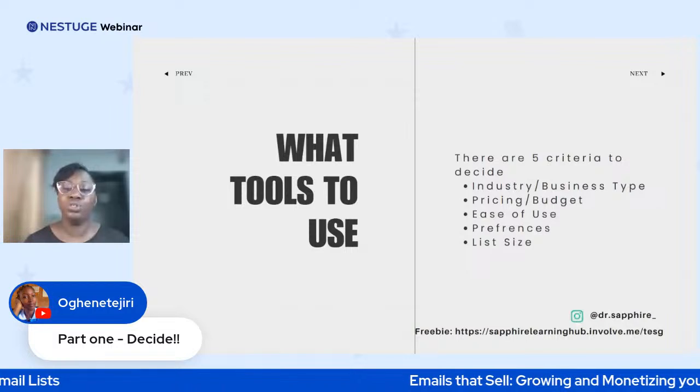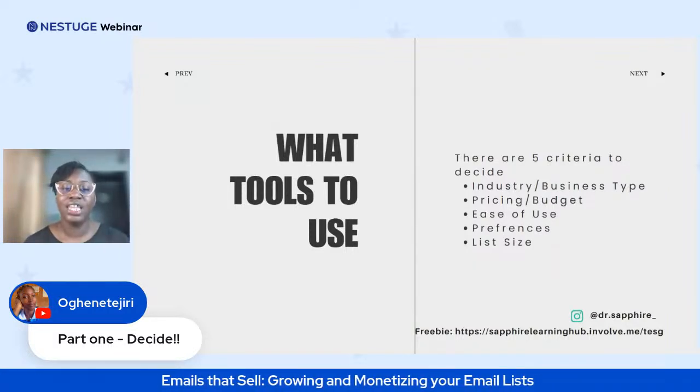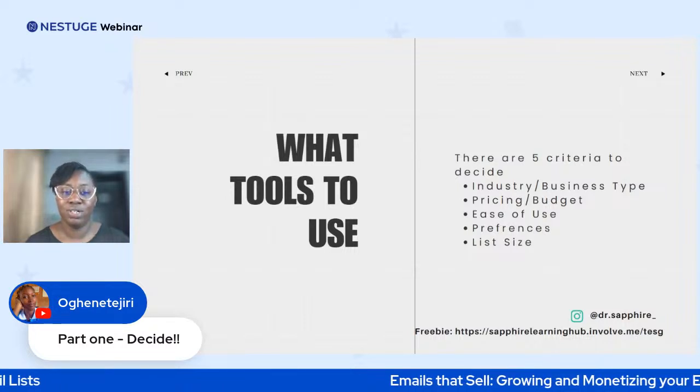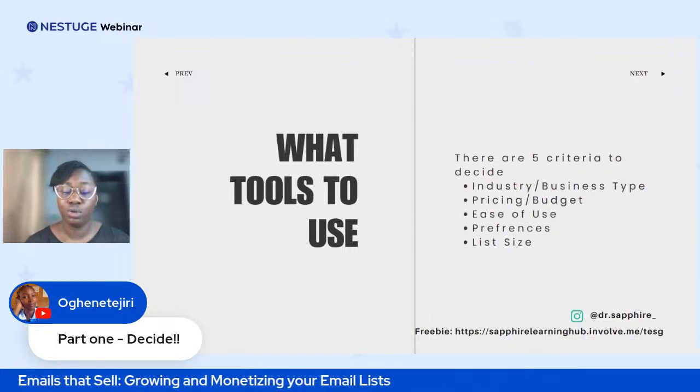And of course, you want to consider your list size. If, for example, you've been collecting emails in terms of people signing up for maybe a freebie or something, but you haven't ever sent them an email, you already have an email list, and the size of it will also affect the decision of the tool that you want to use.